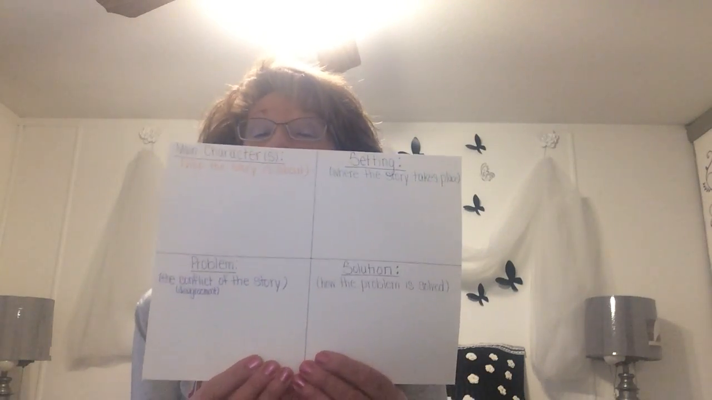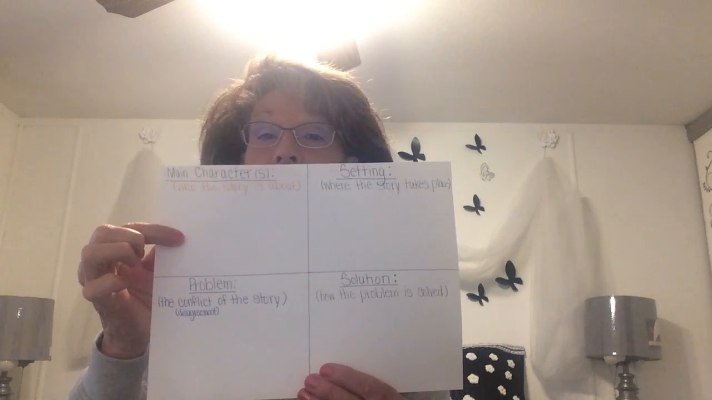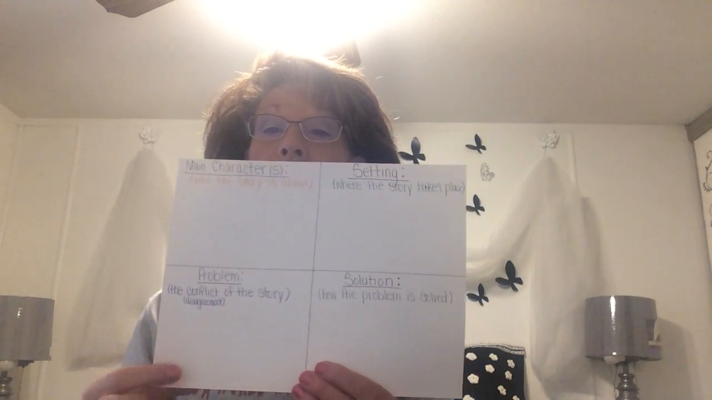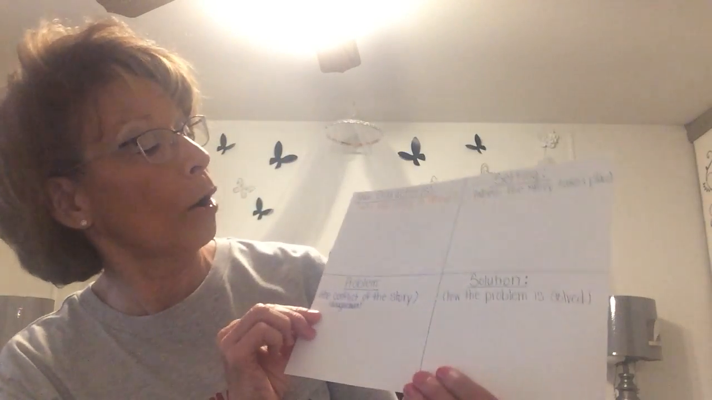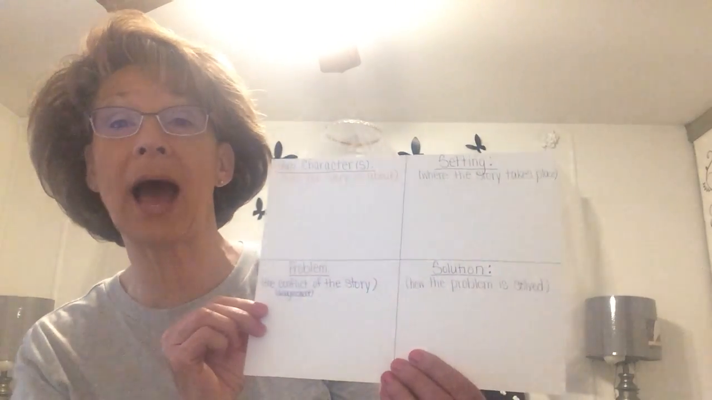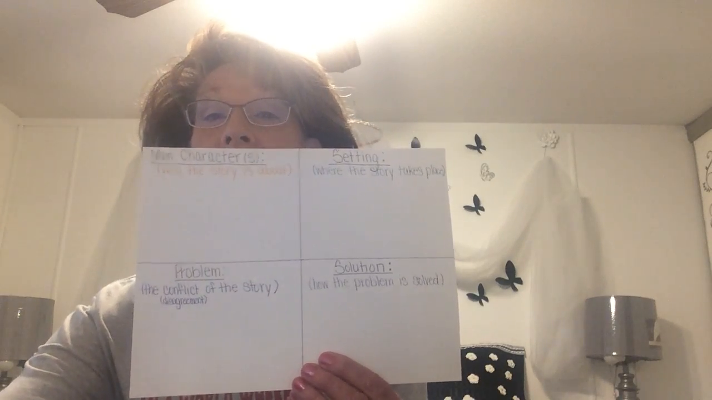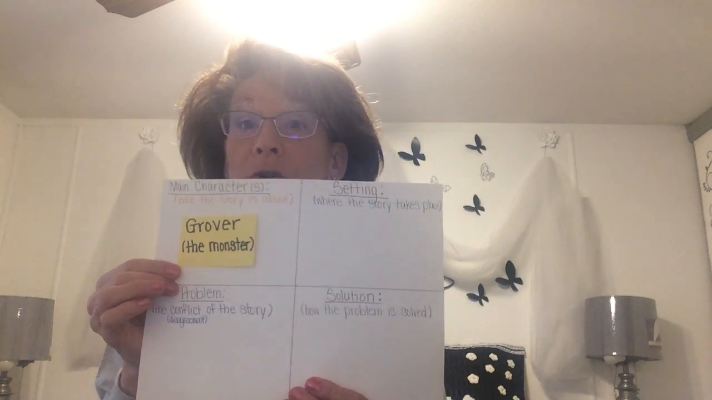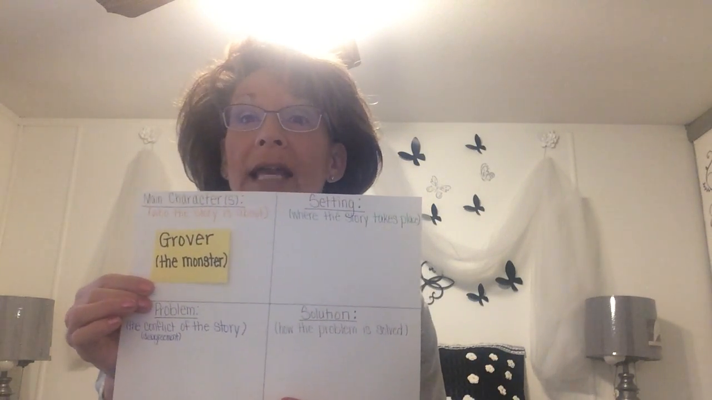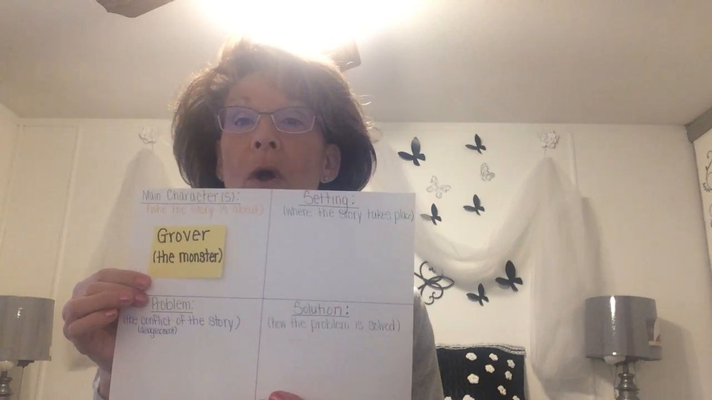So now we're going to talk about the story elements, which I told you were the main characters, the setting, the problem, and the solution. You all know that the main characters are the people or who the story is about. And in The Monster at the End of This Book, we know that the main characters are Grover and the monster. And at the very end, we find out that Grover is the monster. We also found out that the setting where the story took place is in the book.